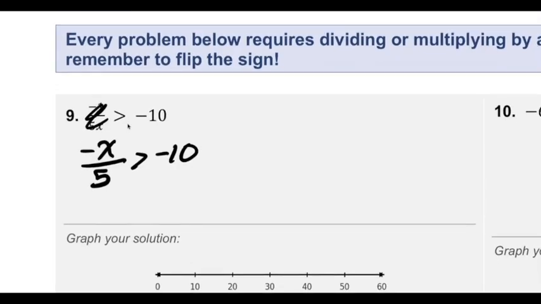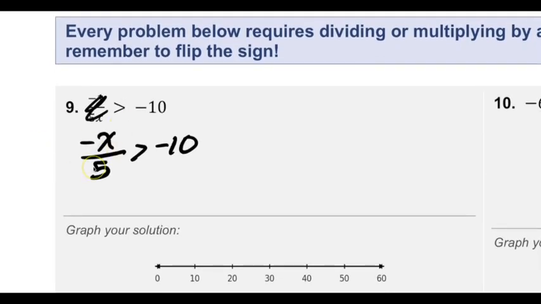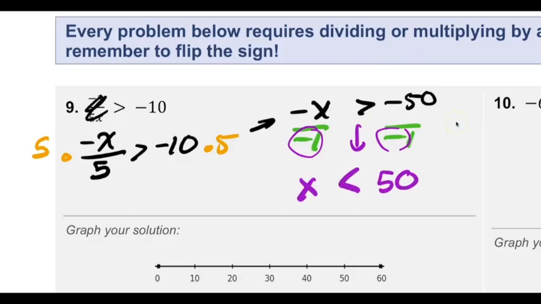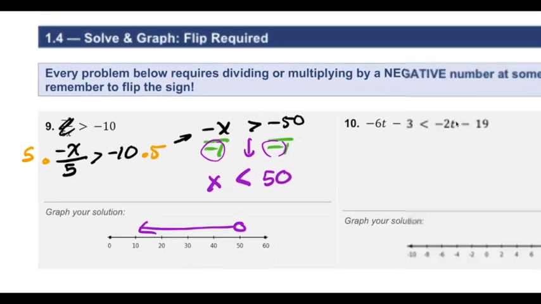So if I was going to solve this one, right now we are dividing by 5. So let's multiply both sides by 5 to get rid of the denominator. And we're going to get negative x is greater than negative 50. Now I have to get rid of the negative here. So we're going to divide both sides by negative 1. And anytime you multiply or divide by a negative, you have to flip the inequality. So this greater than sign turns into a less than sign. And then negative 50 divided by negative 1 is just 50. So we're going to go 50, open circle to the left. Okay, because it's a less than sign.